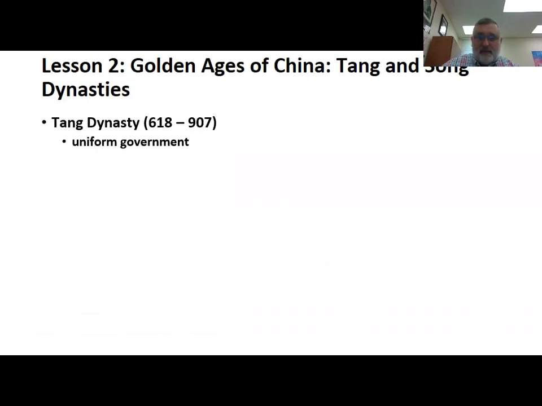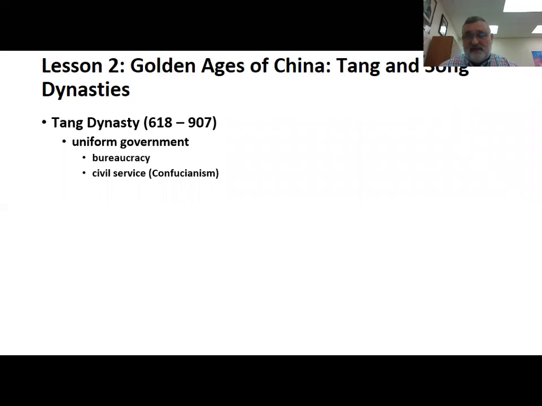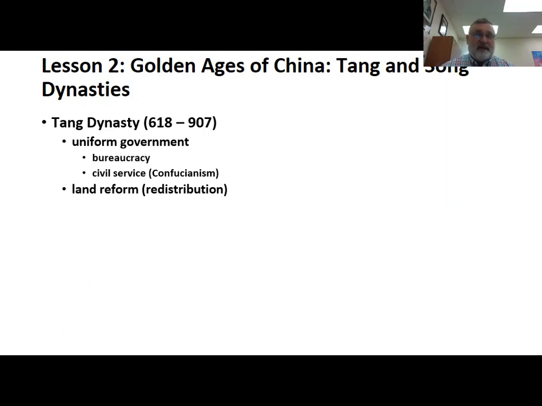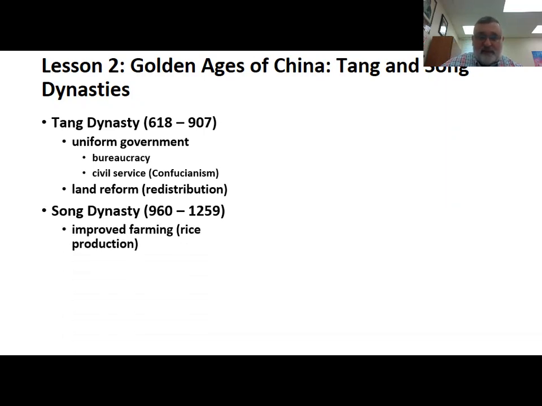The Tang dynasty did a lot to streamline government, to make the bureaucracy, the machinery of government, work more efficiently. They brought back civil service exams that were based on the study of Confucian teachings. They also experimented with land reform, taking land from people that accumulated a lot of it and making sure that farmers had adequate land to survive on. The Song Dynasty, which replaced them, was particularly noted for improving agricultural production, particularly with rice. They had an open border policy with trade, so that actually stimulated and encouraged trade with surrounding areas.